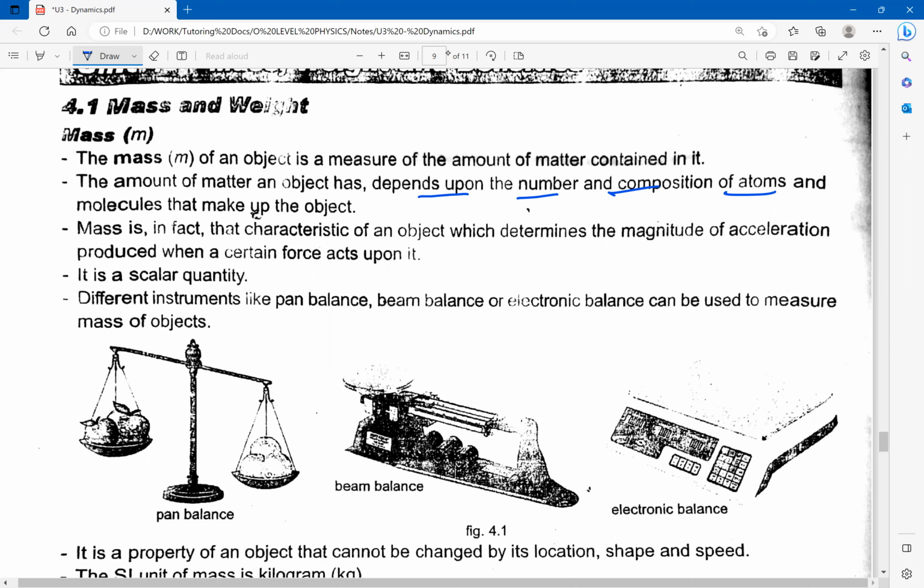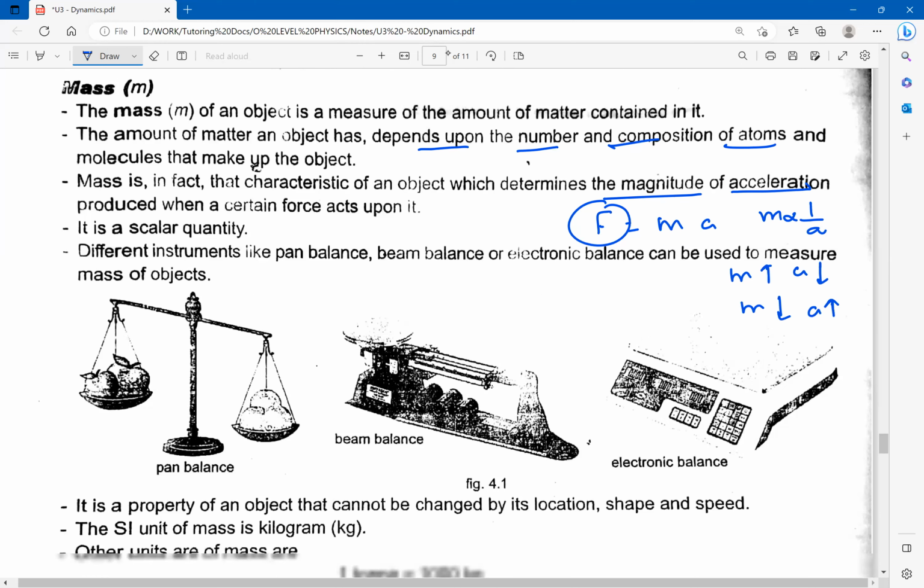Mass is, in fact, the characteristic of an object which determines the magnitude of acceleration when a force acts on it. If force is constant, you see, F equals ma. In this case the force is constant, m and a are inversely proportional. M is inversely proportional to a, which indicates if mass is greater, the acceleration is lesser. If mass is less, the acceleration is greater. So these are the unbalanced forces.